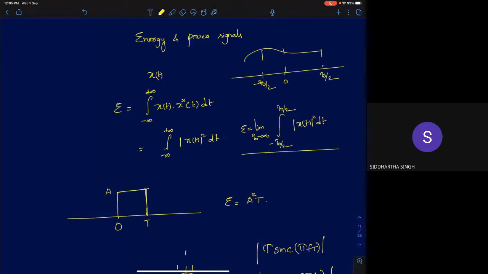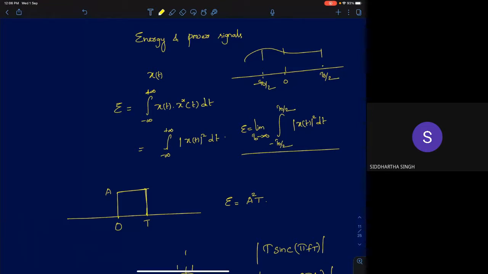So given any signal, a time domain signal x of t, depending on the nature of the signal, we can either define energy or power. So these are signal definitions. We will also look at power and energy when we talk about a radio frequency system. They both are very closely related, but this is more of a mathematical convenience. The energy and power that we are going to discuss now, it's more from a mathematics point of view.